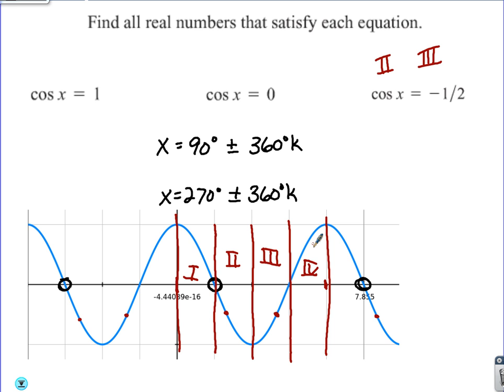So what are your two answers? We have to use reference angles. The cosine of what angle in the first quadrant is 1/2? 30? Is that right? 60. Right. So reference angle 60. In the second quadrant, what angle is that? 120. And third quadrant? 240. Plus or minus 360. Okay.